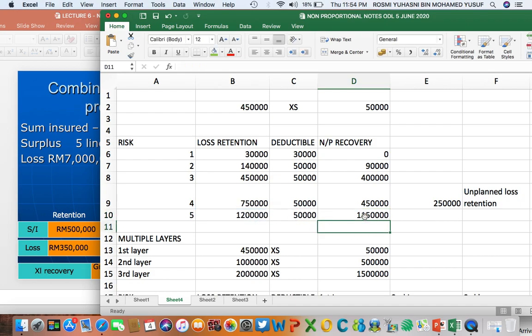So there is a balance of 1.150 million. So can the insurer recover this amount from the reinsurer? The answer is cannot, because the insurer can only claim up to 450,000. So the non-proportional recovery for risk number 5 is 450,000. Okay, so can you please calculate how much is the unplanned loss retention for risk number 5?